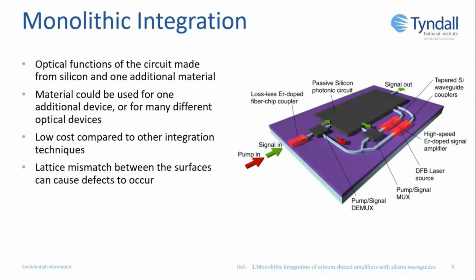But the main issue with monolithic integration, or with any kind of epitaxial growth, is the lattice mismatch between the materials. It's kind of like squeezing or fitting two boxes together that are of different sizes. Stresses and strains are induced, which can cause defects to occur, which can then compromise the performance of the devices.